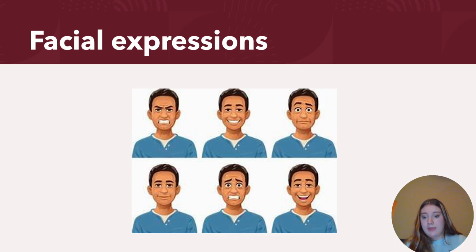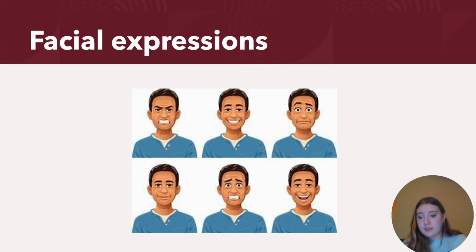So the first one, and the most important one in my opinion, would be facial expressions. The face is going to be the first thing people notice when they look at you. Examples of facial expressions would be a frown can mean sadness, or a smile can mean you're happy or you're having a joyful moment. Some people like to crease their eyebrows, which may show frustration or confusion.